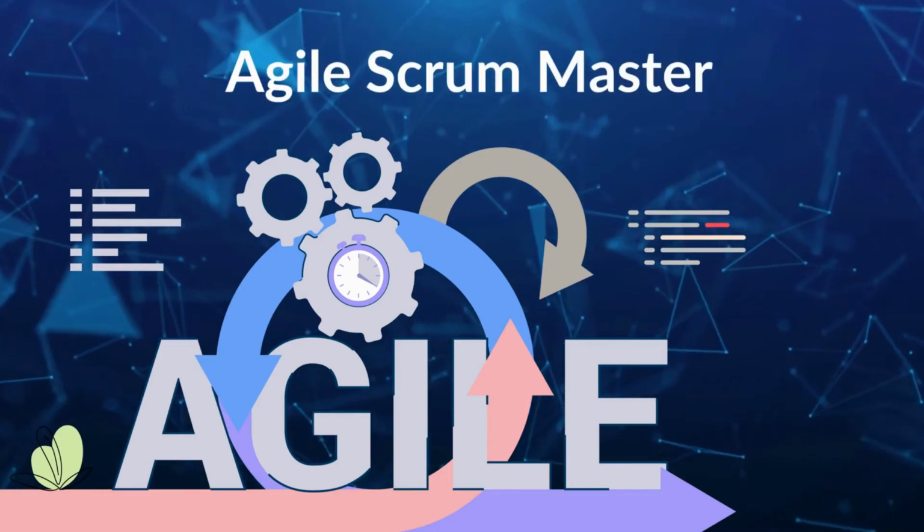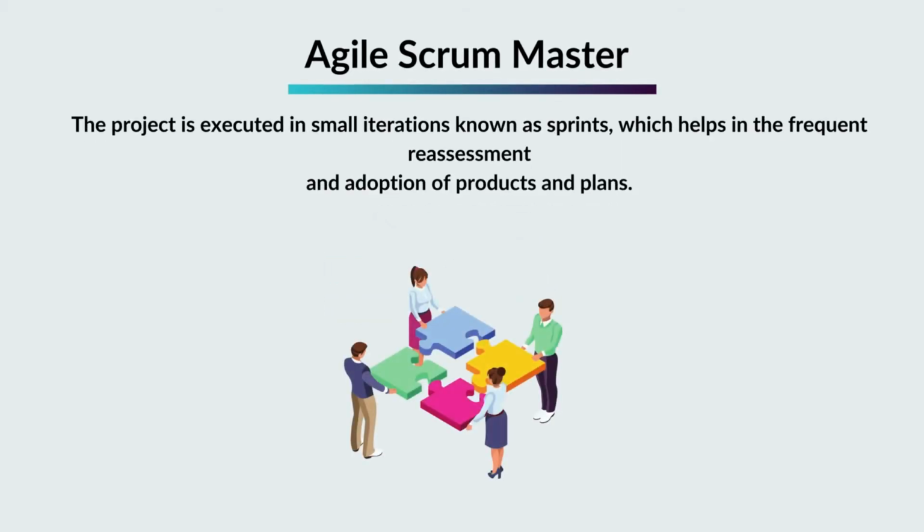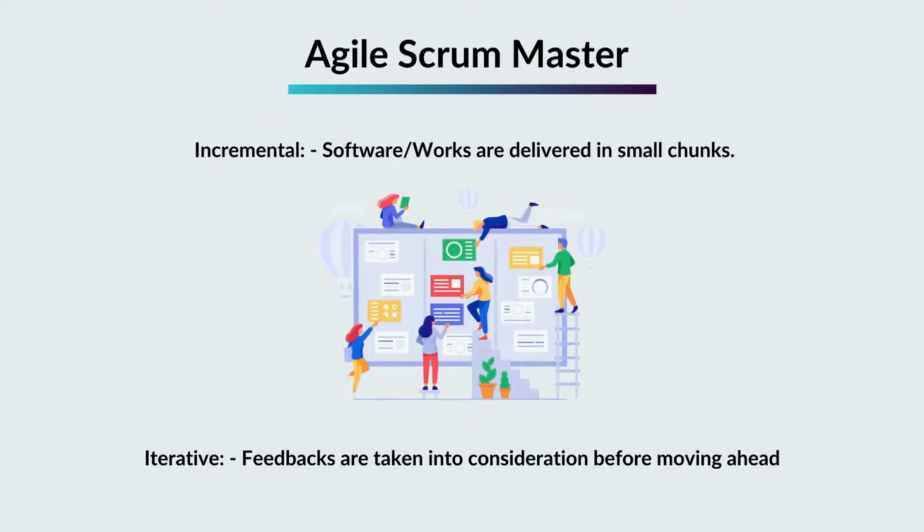Agile Scrum Master. Agile is a project management methodology mostly used in product development. The project is executed in small iterations known as sprints, which helps in the frequent reassessment and adaptation of products and plans. The Agile way is a combination of incremental and iterative approach. Incremental: software is delivered in small chunks. Iterative: feedback is taken into consideration before moving ahead.